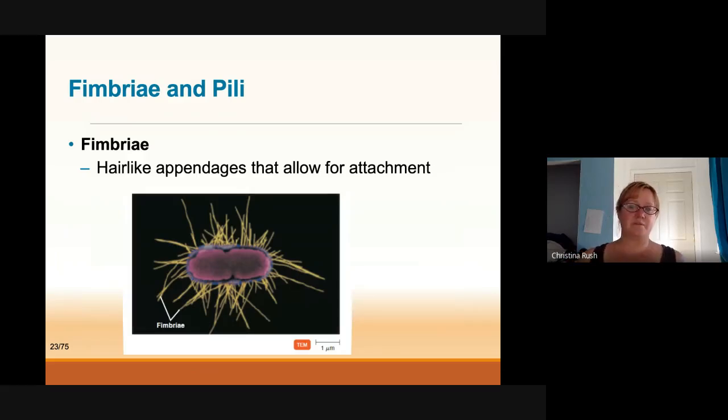All right, so some other structures outside the cell wall include the fimbriae. These are hair-like appendages, and they allow for attachment. These are particularly useful in attachment to another bacterial cell, again for biofilm formation, or to a host cell to infect it.